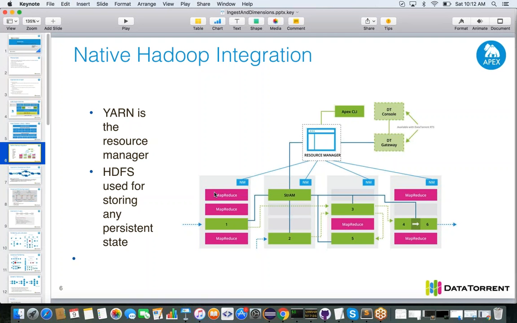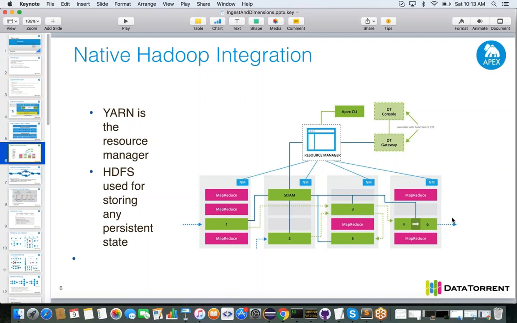Along with this, if you look at it, we've shown that MapReduce and Apex can run together because Hadoop is multi-tenant by itself. Now the data here is flowing from operator 1 to operator 3, operator 2 to 3, and then 3 is giving some feedback to 5 and also sending some data from 4 through 6. That's your typical application flow.